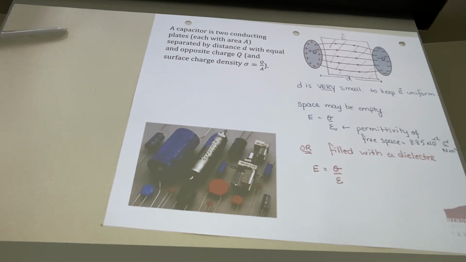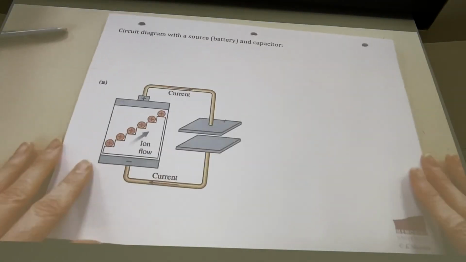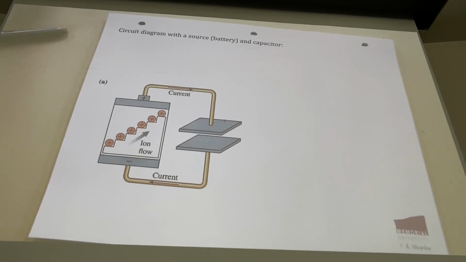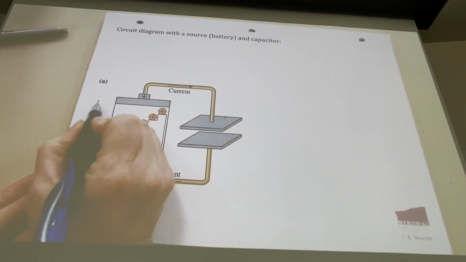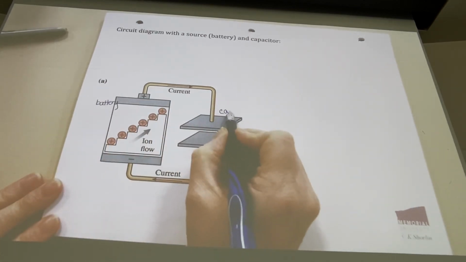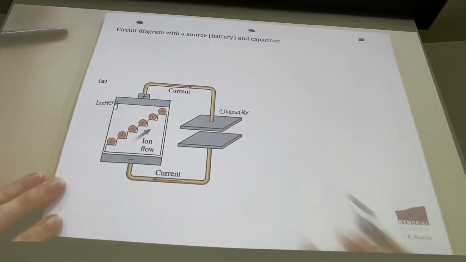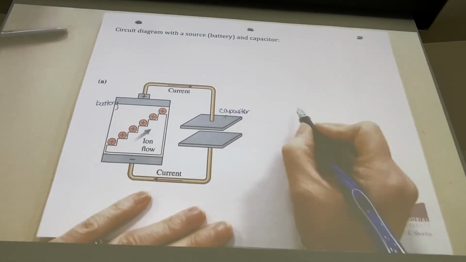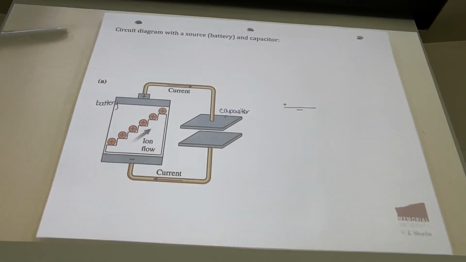So our capacitors are circuit devices, so we're going to want to draw circuit diagrams and think about how we use them in circuits. The first thing we'll do is go from our real picture of a battery connected by wires to a capacitor and show what that looks like in a circuit diagram. For our battery, we represent that as a long line and a short line. The long line is the positive, the short line is the negative.